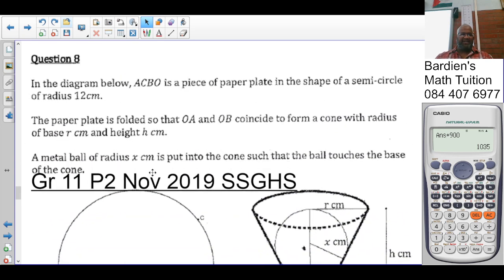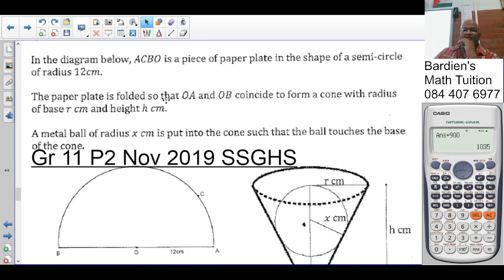So here in the diagram below, we are told that ACBO is a piece of paper plate in the shape of a semicircle, the radius of 12.